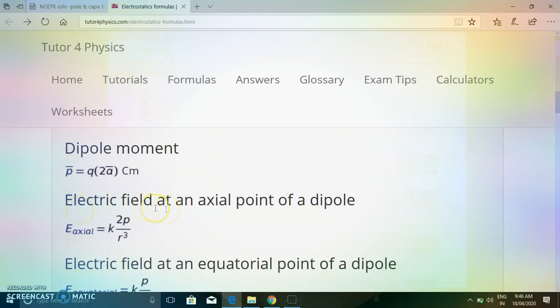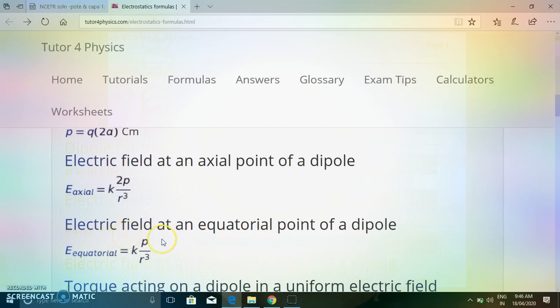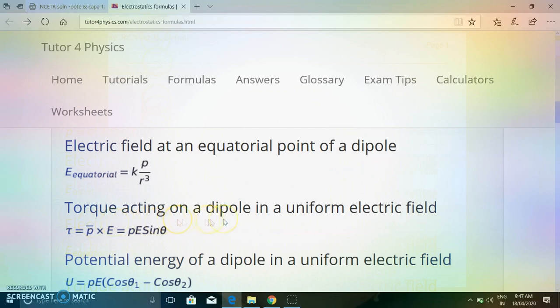Then the electric field at an axial point of a dipole, we already had this expression in our previous lectures. E axial is equal to K 2P upon R cube. Similarly, for the equatorial point of a dipole, it is half of the axial value, that is E equatorial is equal to K P upon R cube. Then the torque acting on a dipole when it is placed in a uniform electric field is torque tau equal to P cross E in vector form, that is PE sin theta.